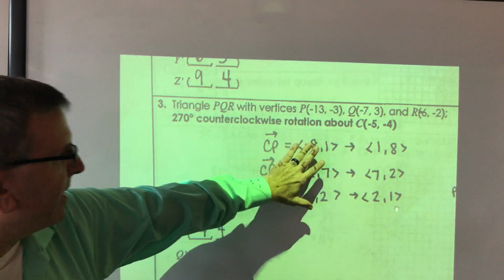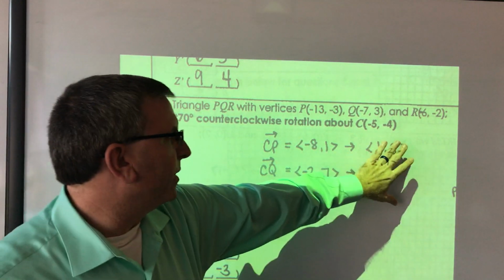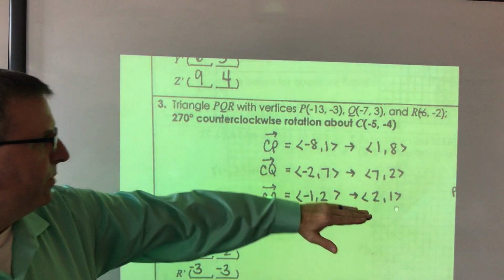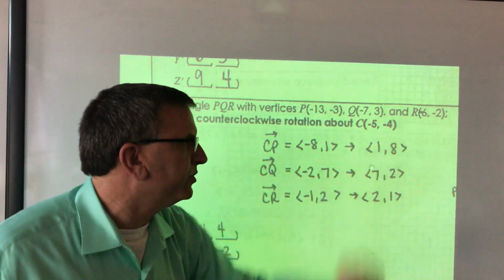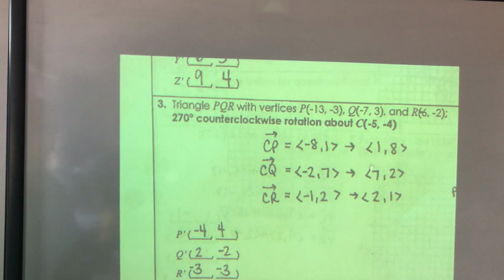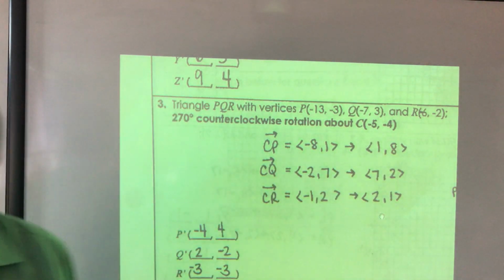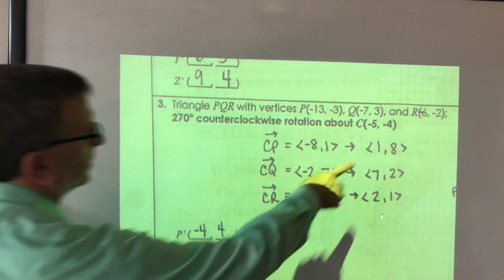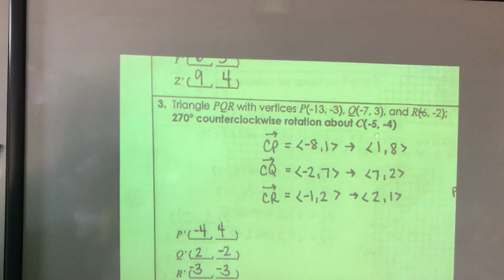So now, here are my vectors. Here's what they're changed to based on our rule. And so now, what do we do with these 3 new vectors? Yes, we combine, add, however you want to say, to this -5, -4.